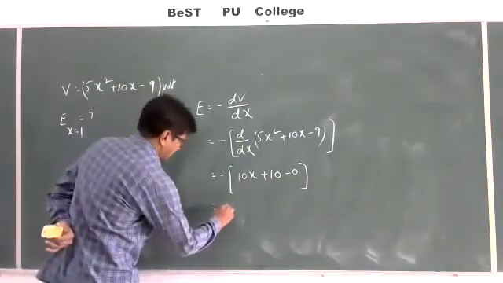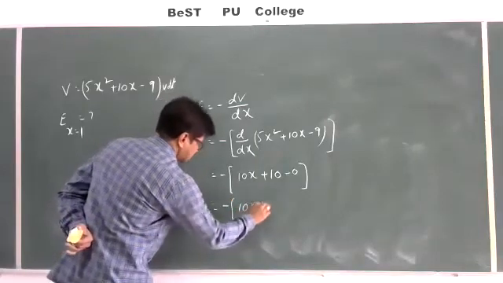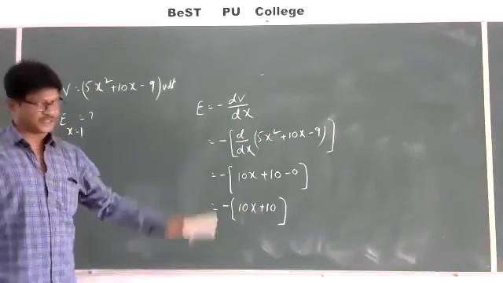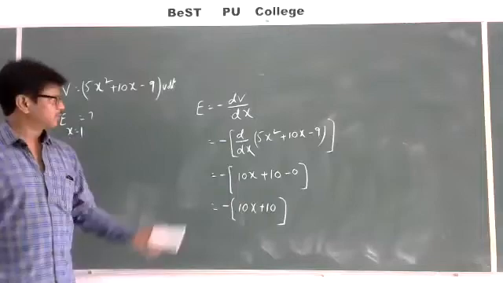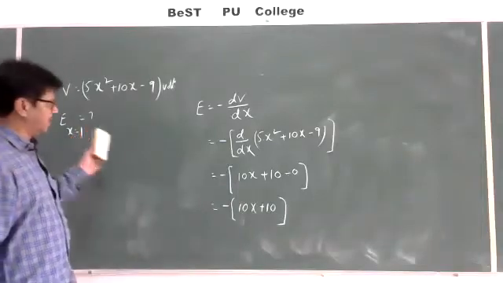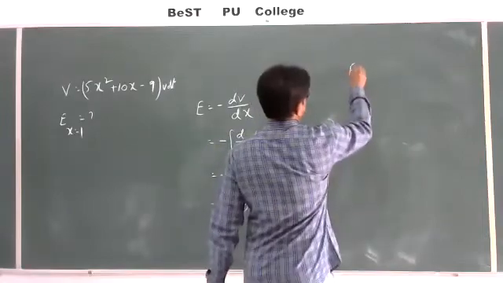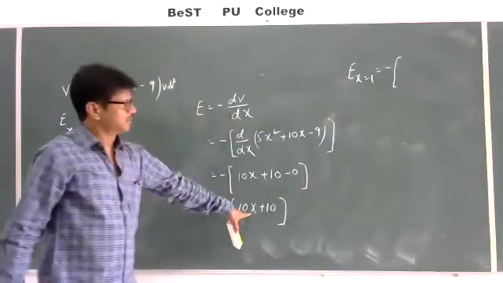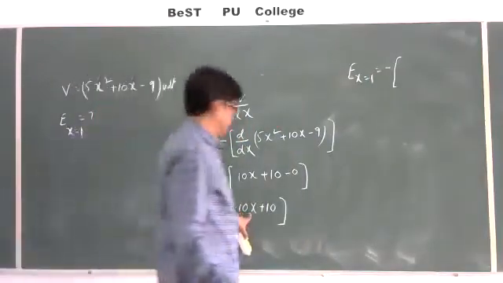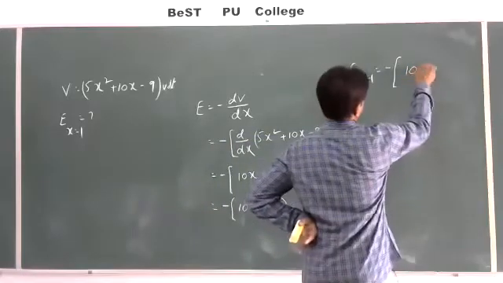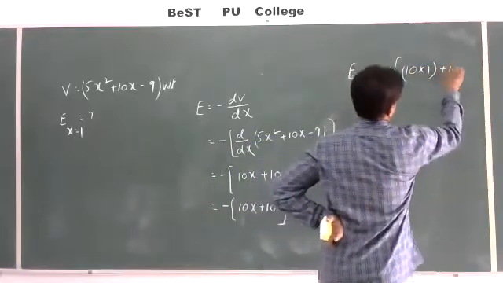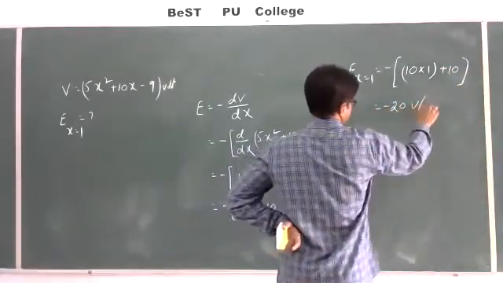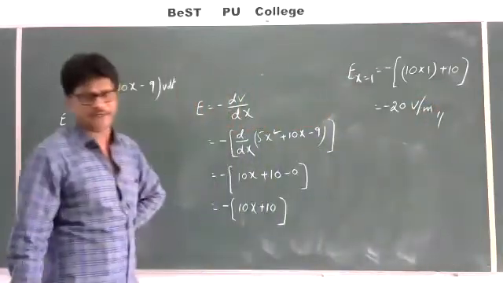Now E is equal to minus 10x plus 10. That is the electric intensity, electric field. But we want the electric field at x is equal to 1. So E at x is equal to 1, you substitute the 1 instead of x here: minus 10 into 1 plus 10, which is equal to minus 20 volt per meter.